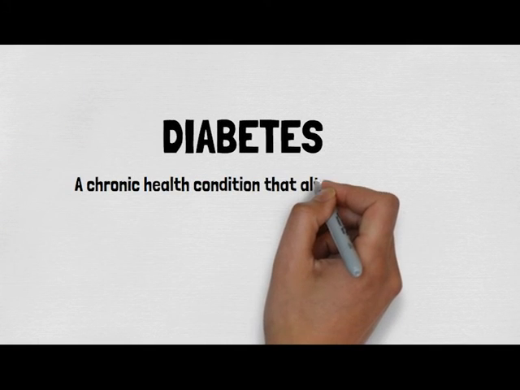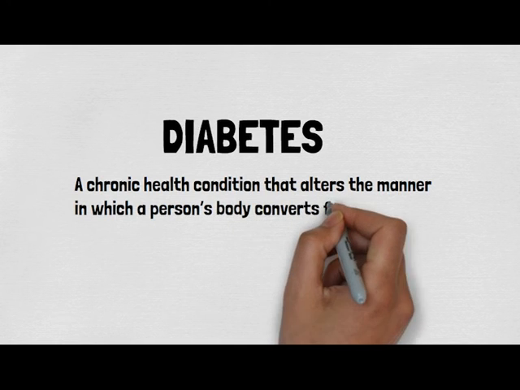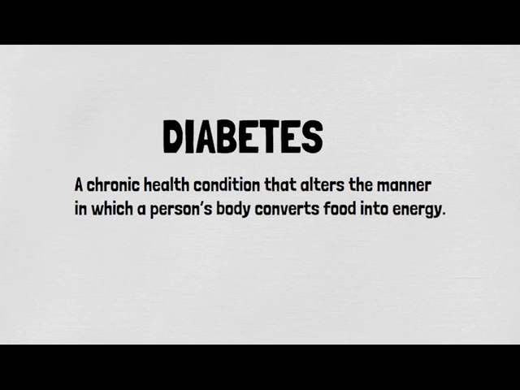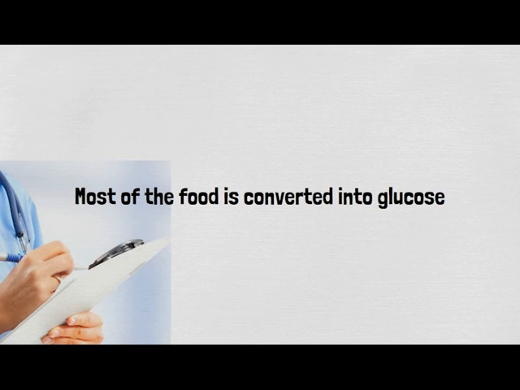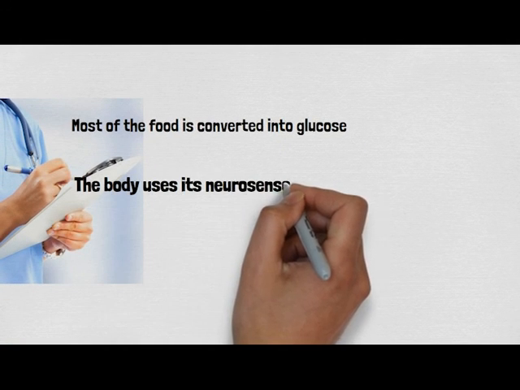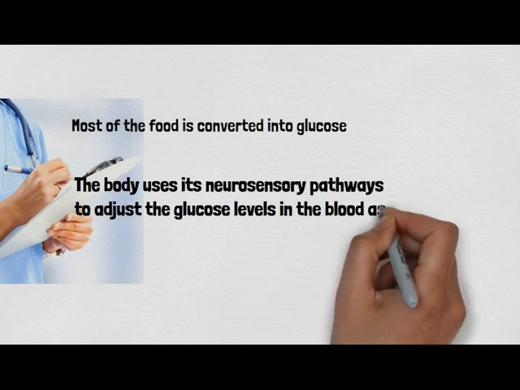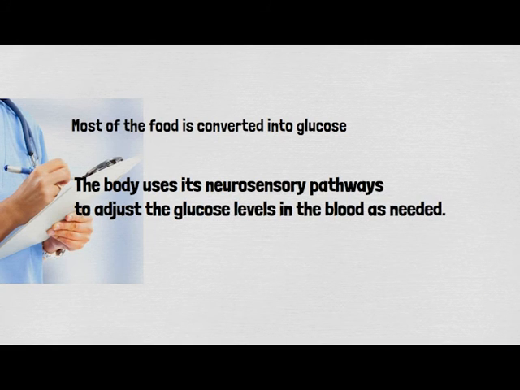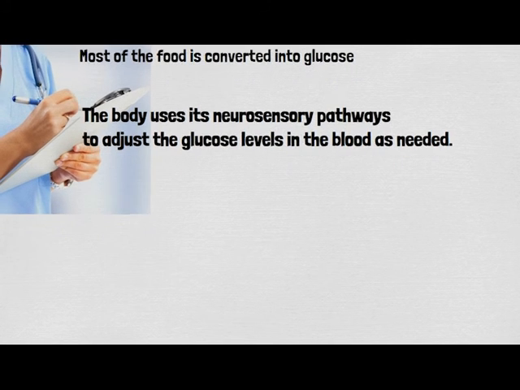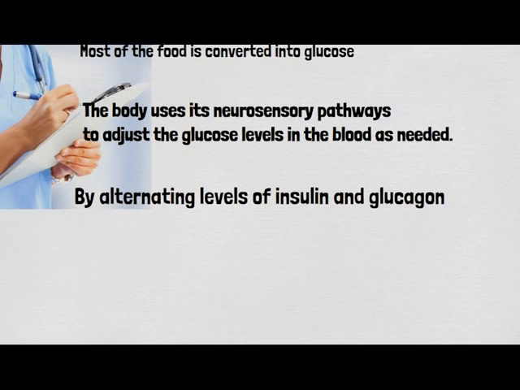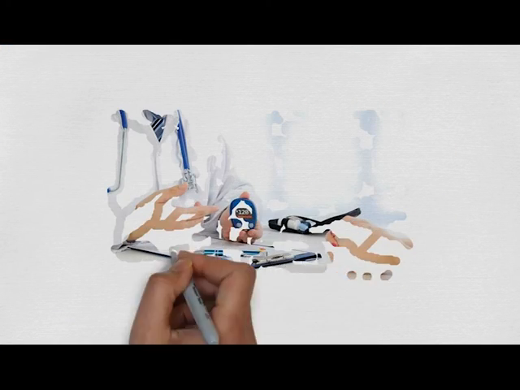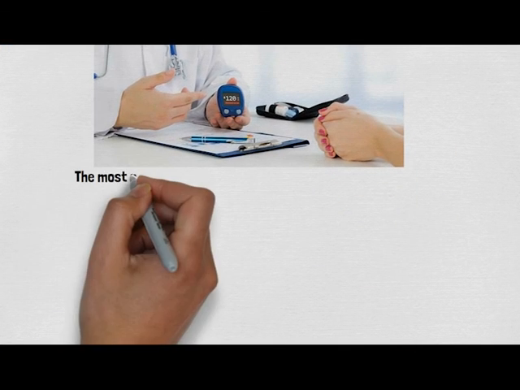Diabetes is a chronic health condition that alters the manner in which a person's body converts food into energy. Most of the food that one eats is converted into glucose, a form of simple sugar that is assimilated within the body to sustain metabolic processes. Depending on a person's energy demand, the body uses its neurosensory pathways to adjust the glucose levels in the blood as needed. The actions take place by alternating levels of insulin and glucagon, both of which act interchangeably to release or trap the glucose molecules respectively.